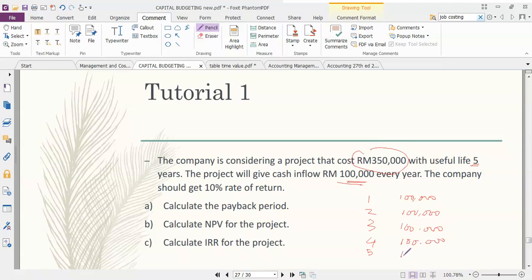Okay. I want you to calculate for the payback period first. I want to go to the toilet and then later on I will ask you what is the payback period for the tutorial number 1. Okay? Please calculate for me. Okay, class? I want to go to the toilet first. Okay, please calculate for me. Start now. Okay, class? Bye.